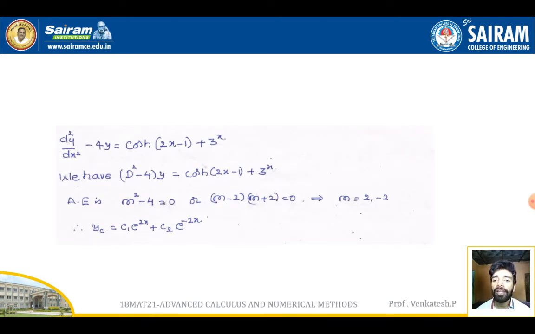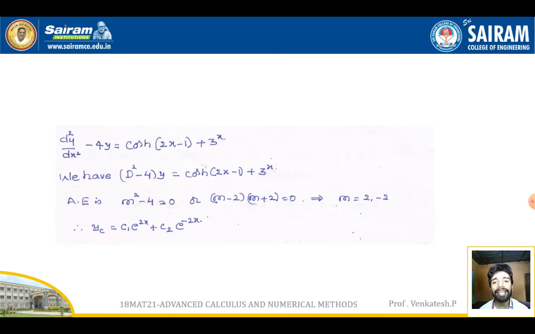One more example. So the problem is like this: d square y by dx square minus 4y is equal to cos hyperbolic 2x minus 1 plus 3 power x. So here first we have to identify which type this function belongs to. So we know that the cos hyperbolic function is a combination of exponentials. So I can expand the cos hyperbolic function like e power x plus e power minus x by 2. So here the function is cos hyperbolic 2x minus 1, so I can write it like e power 2x minus 1 plus e power minus of 2x minus 1 divided by 2.